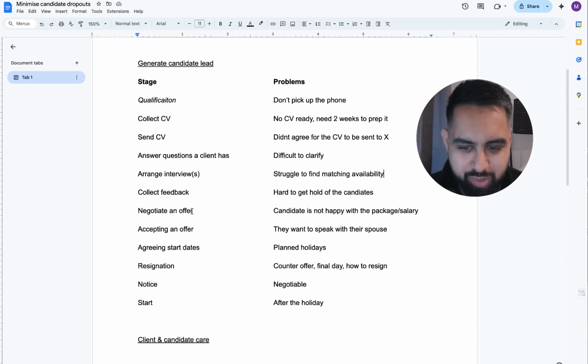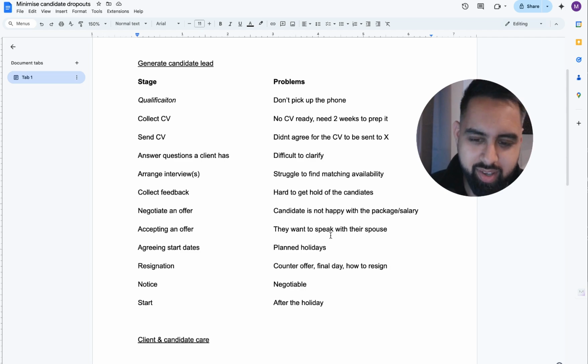Then it comes to negotiating the offer, and the candidate just isn't happy with the package or the salary that's on offer. And then it comes to accepting their offer, and you know they want to take a week to have a conversation with their spouse. And then it comes to agreeing start dates, and maybe there's a planned holiday, and now all of a sudden they want to start after the holiday, and this delays the start date and ultimately delaying when you can collect either the first or the final bit of the fee, depending on how you work.